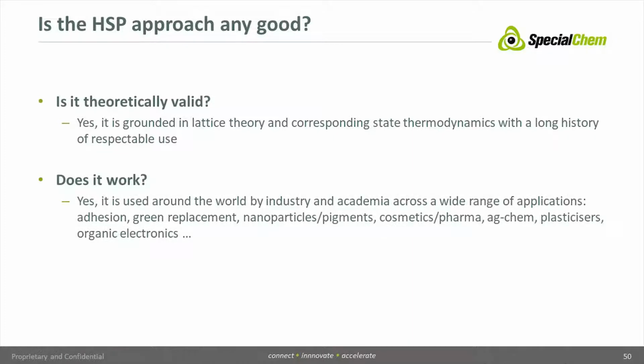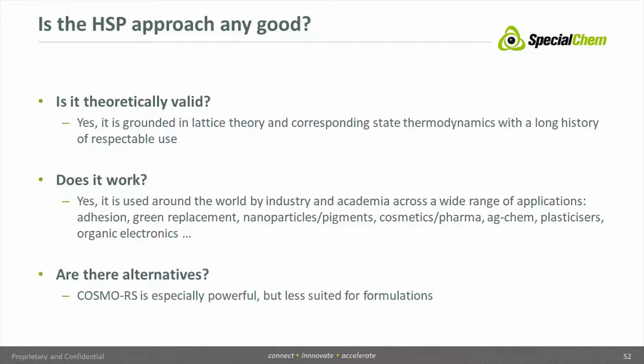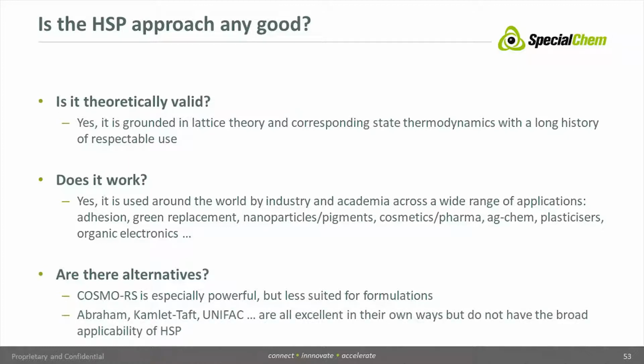It is a simple theory and so cannot possibly be entirely accurate. But all over the globe, academics and industrialists use HSP on a routine basis for getting close to an optimum formula. Third question, are there alternatives? Yes and no. In my view, the finest solubility theory around is COSMO-RS, which I use alongside HSP. But it is a big, expensive, complex technique best suited for pure solutes and pure solvents, not the tough world of formulation science. Other techniques, such as Abraham, Kamlet-Taft, UNIFAC, are wonderful in specific domains. I've personally used each of them, but they simply don't have the wide, real-world applicability shown by HSP.